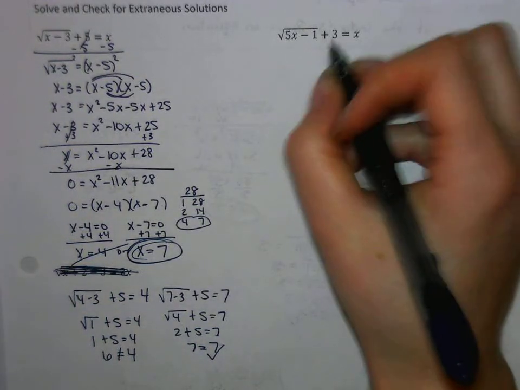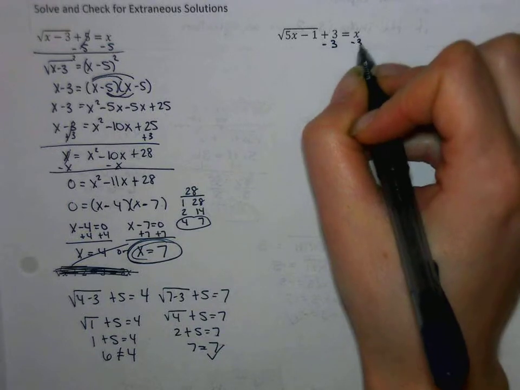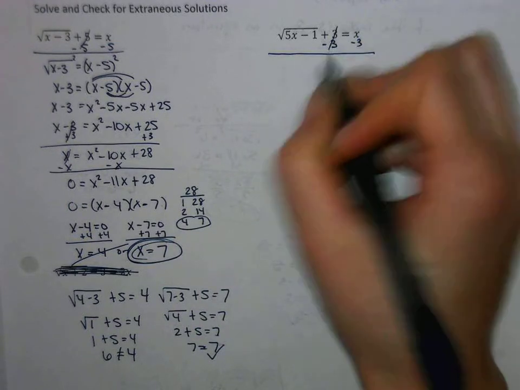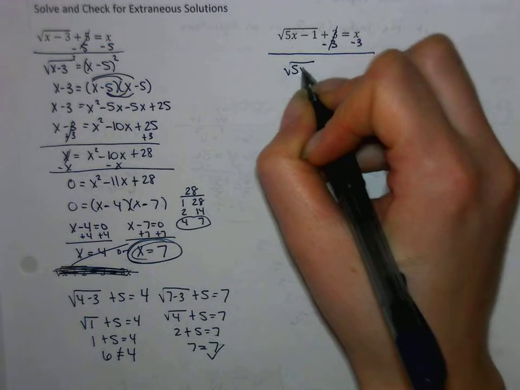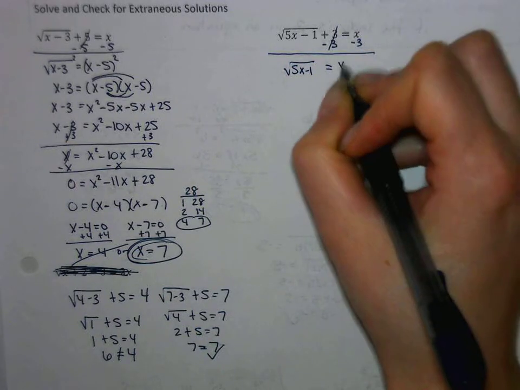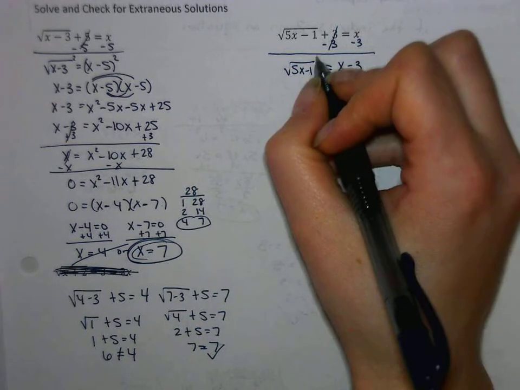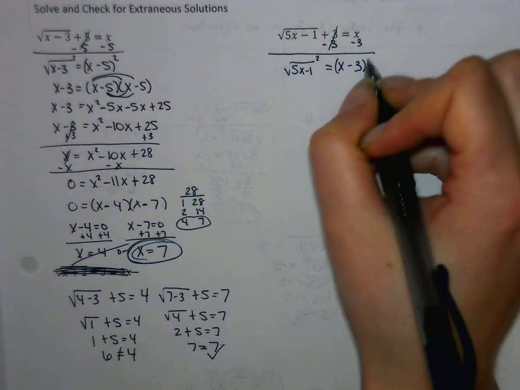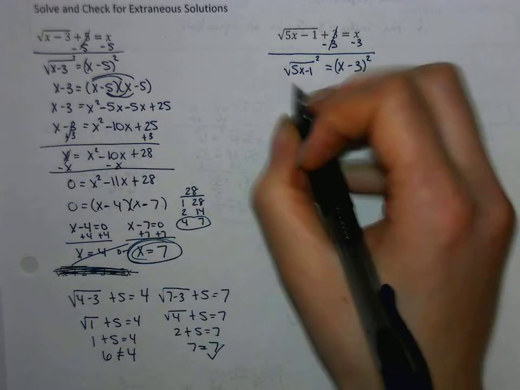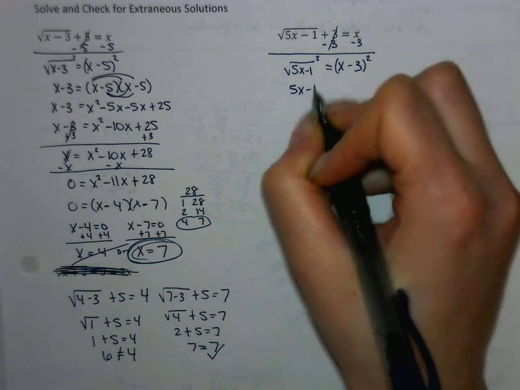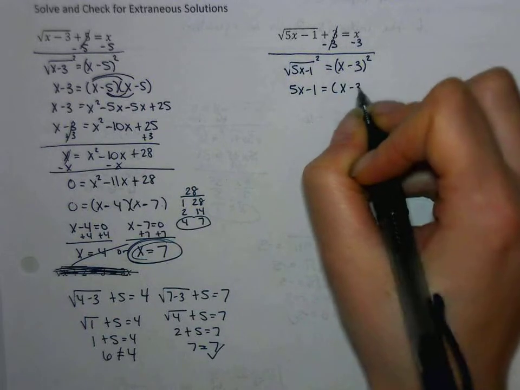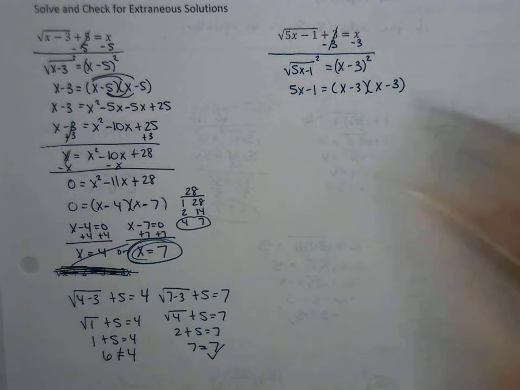So now let's look at this next one. We're going to subtract 3 from both sides of the equal sign. So we have the square root of 5x minus 1 equals x minus 3. We're going to take and square both sides, making sure we do the quantity on the right side. So that means we have 5x minus 1 equals x minus 3 times x minus 3.